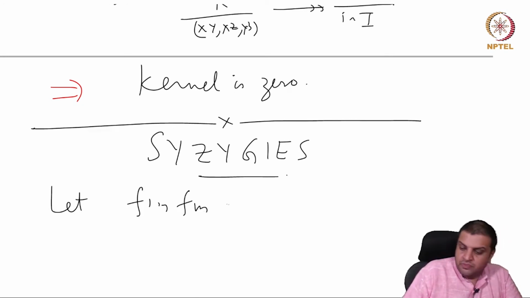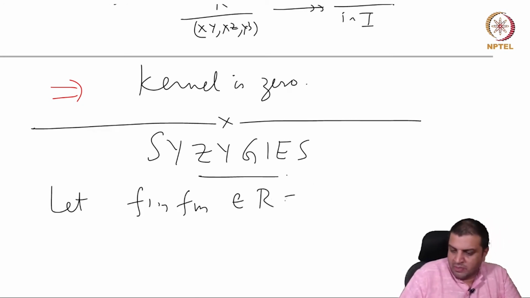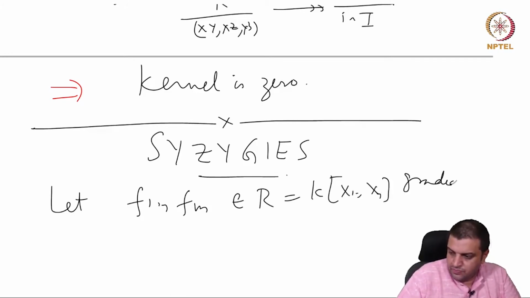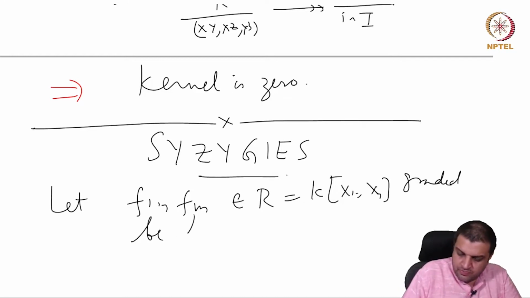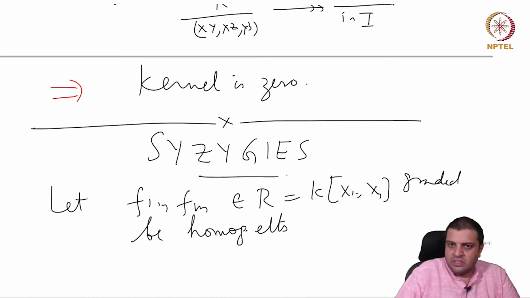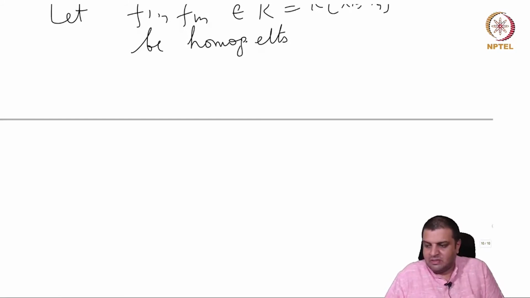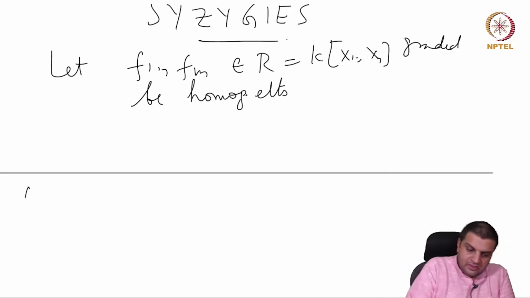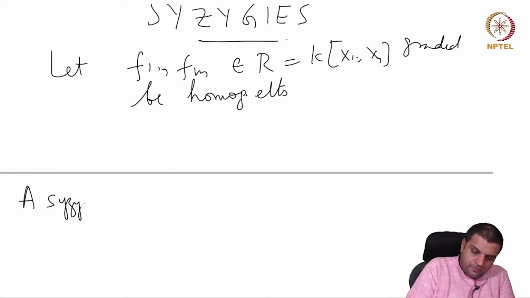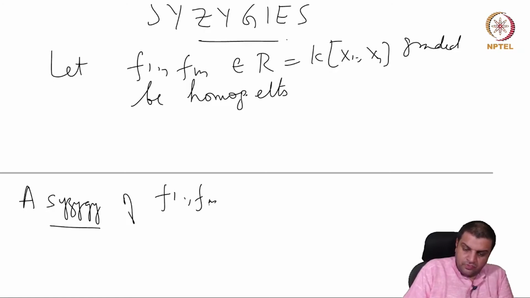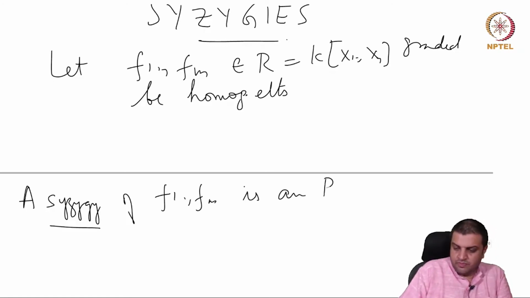So let F1 through Fm be homogeneous elements in R, the same R, the polynomial ring in n variables, graded. We can do it in any case, more generally for any Noetherian ring, etc. But let's go on. A syzygy of these things is an R-linear relation.